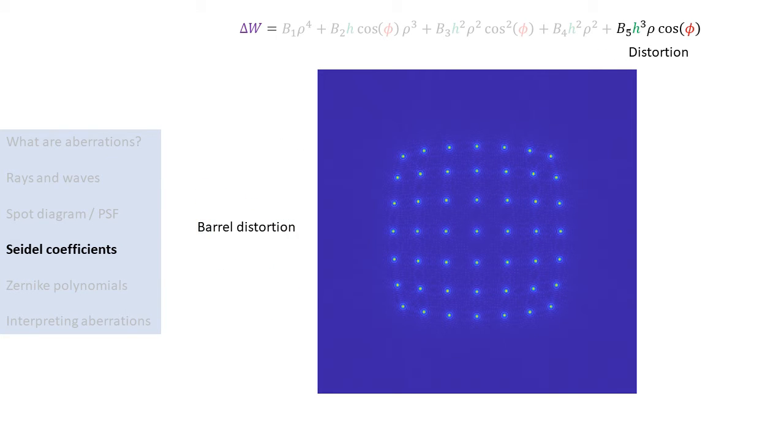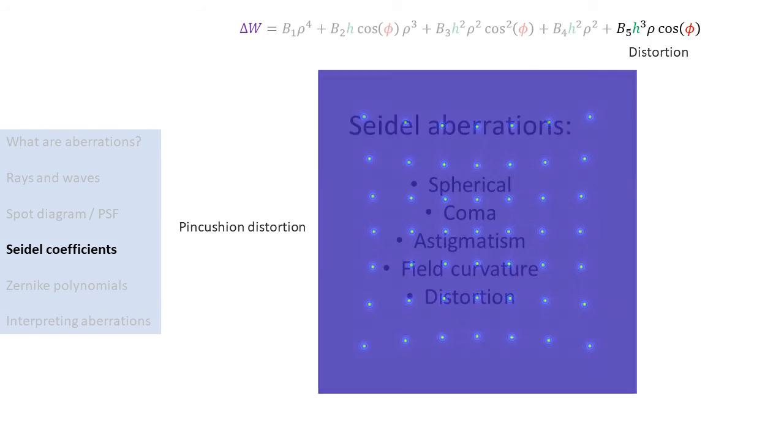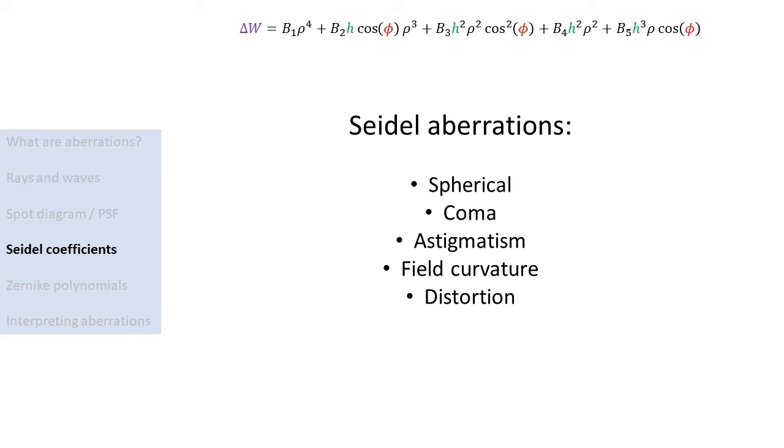Distortion shifts the image of different point sources by different amounts. Depending on the sign of the distortion, we can get either barrel distortion or pincushion distortion. The 5 aberrations that we just discussed are called the Seidel aberrations. They are spherical aberration, coma, astigmatism, field curvature, and distortion.